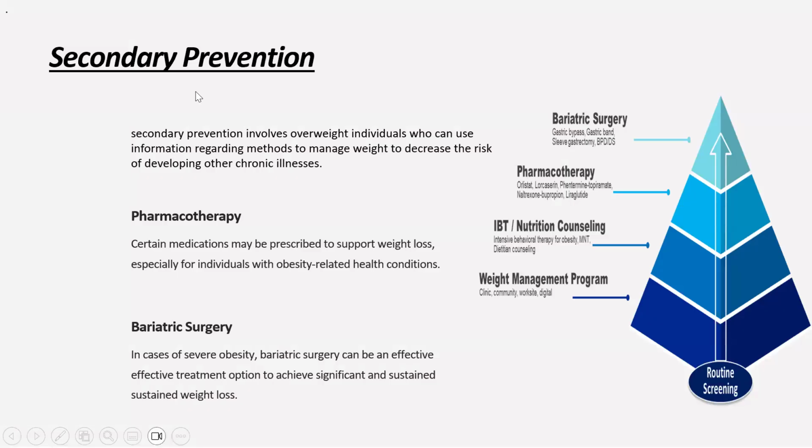Secondary prevention. Secondary prevention basically involves overweight individuals who can use information regarding methods to manage their weight and to decrease the risk of developing other chronic illness. That can include a weight management program by the clinic or the community, intense behavioral therapy for obesity, nutrition counseling, and pharmacotherapy; certain drugs like orlistat, peptide, topiramate can also be used. Eventually there is bariatric surgery, which is a method to achieve significant and sustained weight loss. It can be gastric bypass, gastric banding, and sleeve gastrectomy.